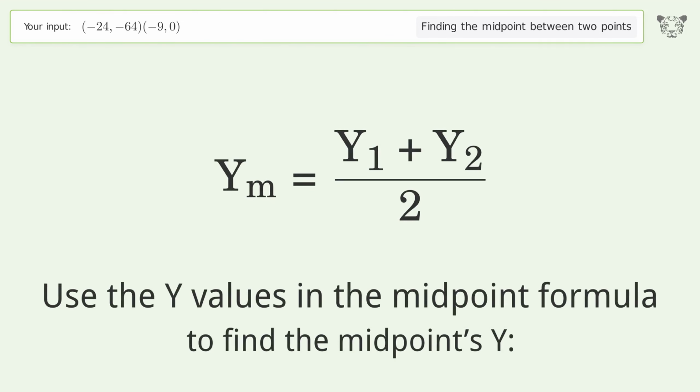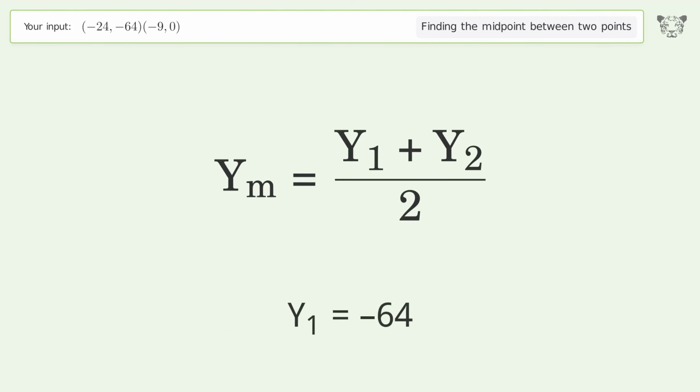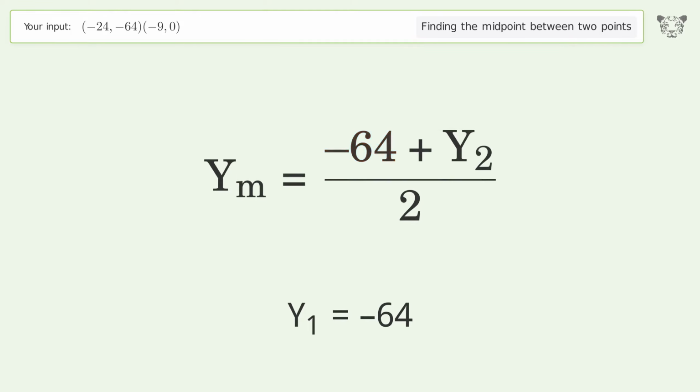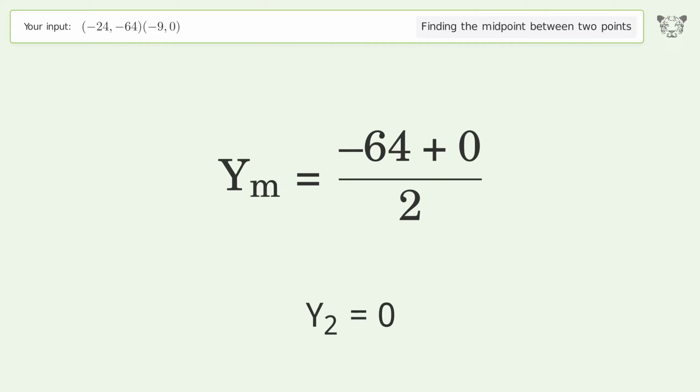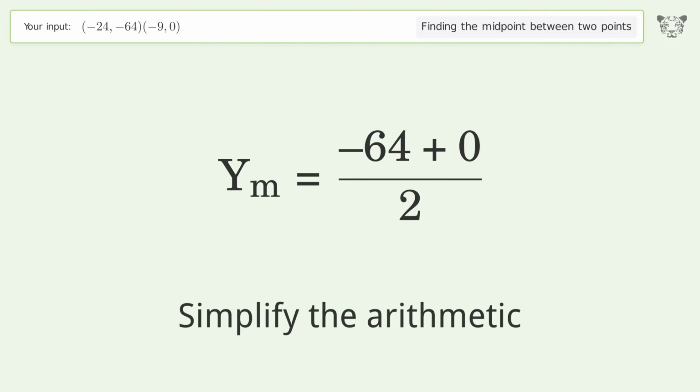Use the y values in the midpoint formula to find the midpoints y. y1 equals -64. y2 equals 0. Simplify the arithmetic.